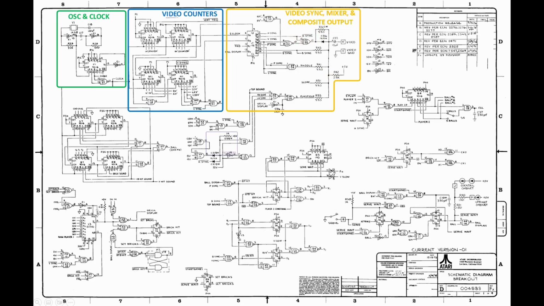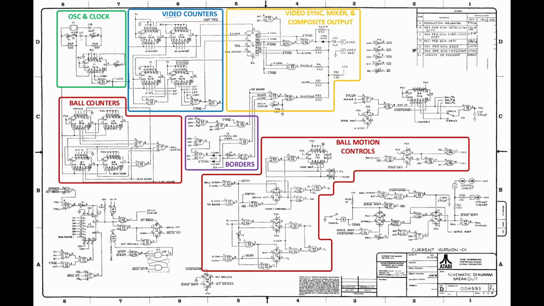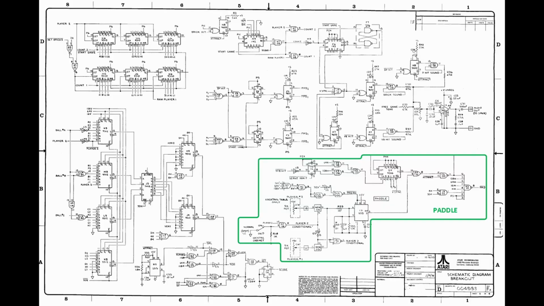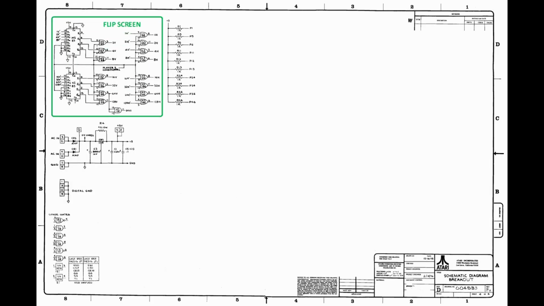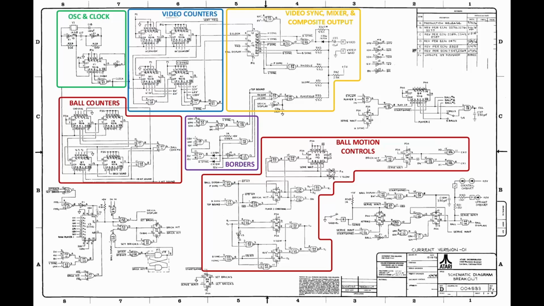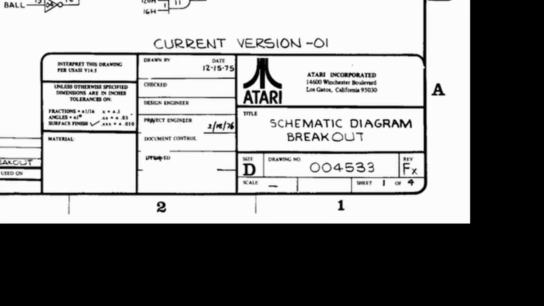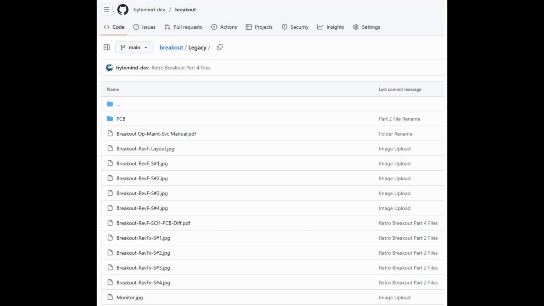We've already built the oscillator, video basics, borders, ball counters, and ball motion controls on sheet 1, the paddle logic on sheet 2, and the flip screen circuit on sheet 4. Today we're back on sheet 1 to hit the bricks. Once again, we're going to use the RevFX schematics because the RevF schematics in the manual do not exactly match the RevF boards. See Part 2 or the differences document in GitHub for details.